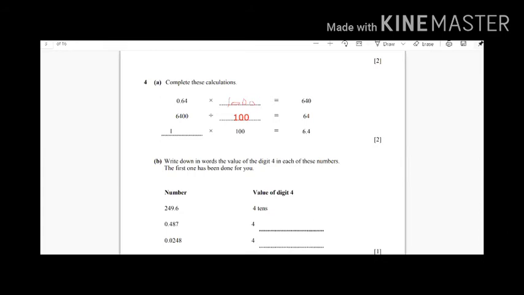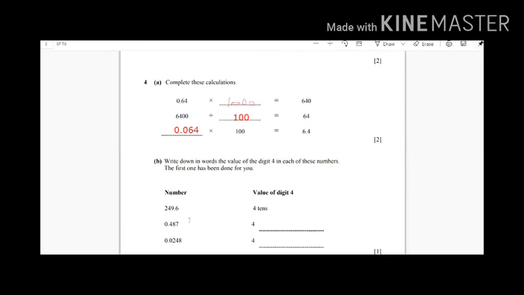Yeah, this one. Multiplied by what to make 6.4? 0.64. No. 0.064. Mashallah, perfect. Because when you multiply by 100, how many decimals will it move? 2 decimals. So it will become 6.4. Very good activity.